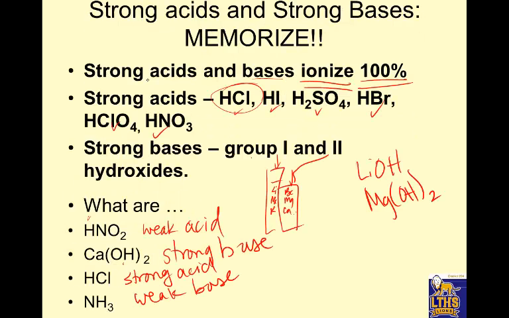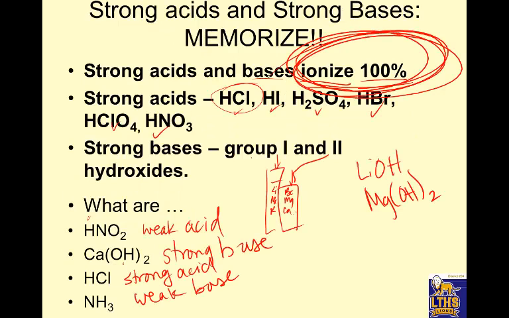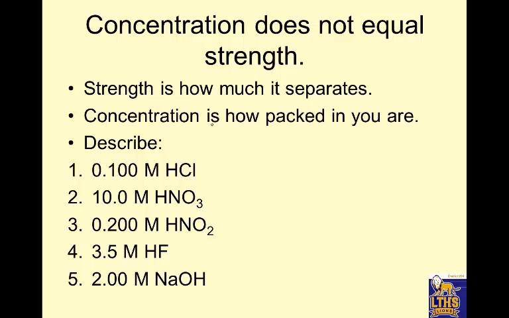Strength, we just learned, is all about the ions, the ions, the ions. Lots of ions, strong acid or base. Concentration is how packed together you are. Molarity, how many moles in your liters? If there's a lot of moles in your liters, it's concentrated. If there's not a lot of moles in your liters, it's dilute. So we're going to say molarity, 1 molar or higher is going to be concentrated, and less than 1 molar is going to be dilute.